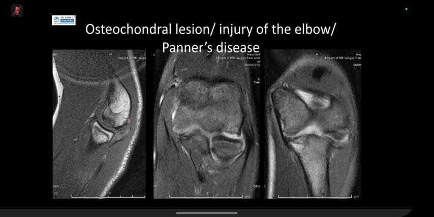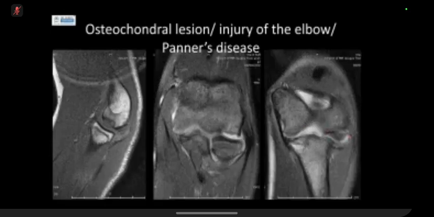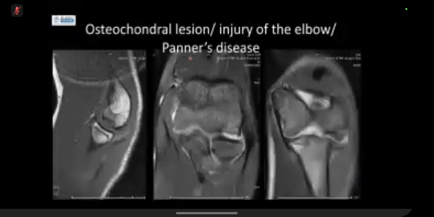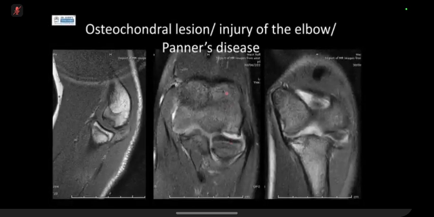So if it's not in the hip but in the elbow, at the capitellum, which articulates with the radius, you can call it an osteochondral lesion or osteochondral defect. This one is a defect because you can see there's actually breakage or fracture of the osteochondral junction, and there's also a free fragment here. People say you can differentiate Panner's disease: if Panner's disease is just osteochondritis dissecans or osteonecrosis without floating fragments, and something a bit more, you can call it an osteochondral defect. That's what this one is.